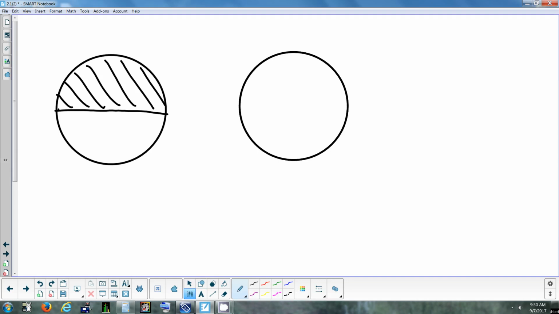2 pi. That's 360 degrees. 2 pi, we said that yesterday, is 360 degrees. Well, if your angle is 360 degrees, how much of the circle does that take up? All of it.